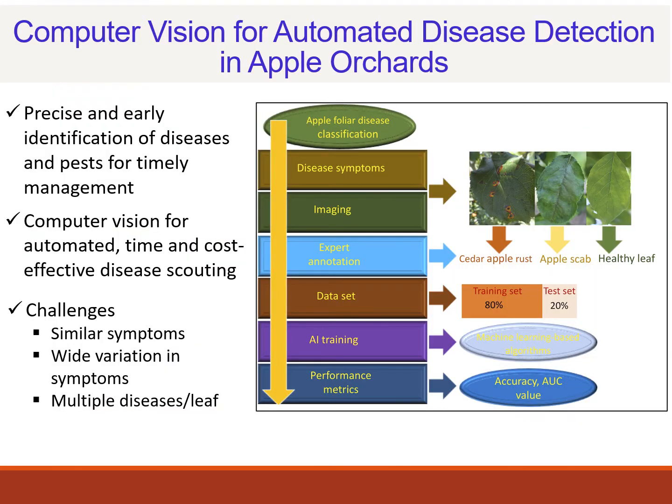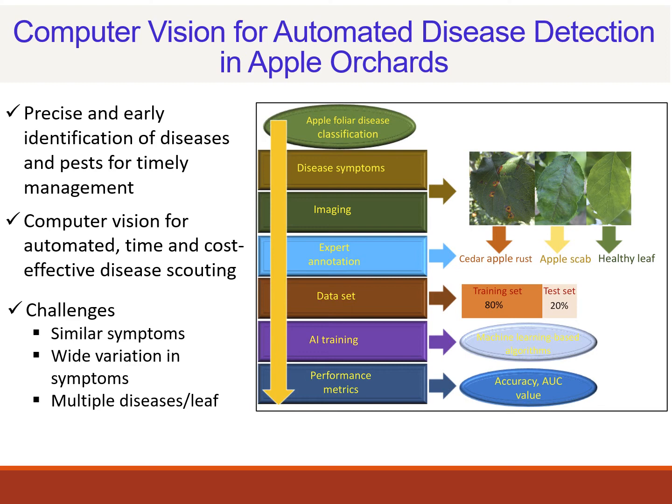Now I will speak to you about our work on use of computer vision for automated disease detection in apple orchards. This work is financially supported by Cornell Initiative for Digital Ag. Precise and early identification of diseases and pests is critical for timely management, and we have spoken about it previously.